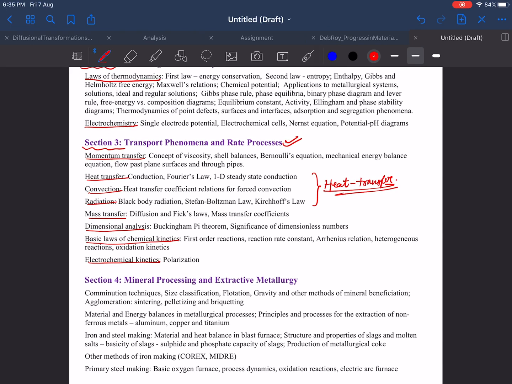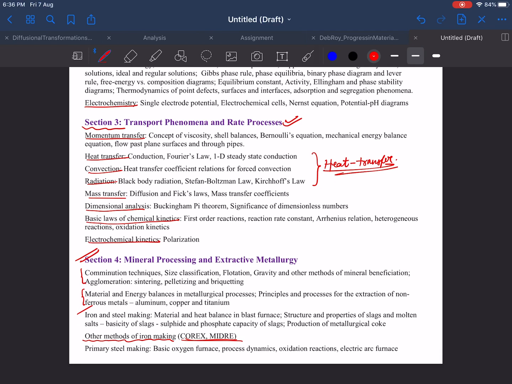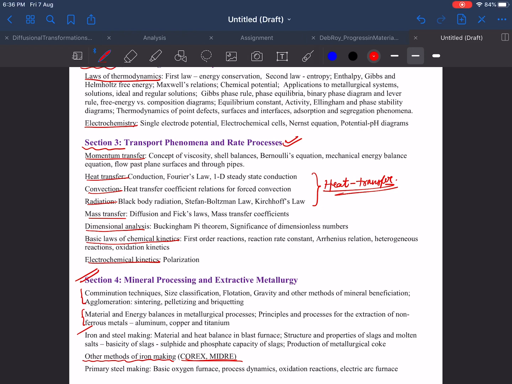Now they renamed extractive metallurgy into mineral processing and extractive metallurgy. Basically, in extractive metallurgy we process the mineral or ore and extract the metal. Here also they gave some basics of mineral processing. Again they gave material balances, energy balances, which we have already covered in our previous videos. They gave iron and steel making. Apart from this, they also gave alternative methods of iron making, which are Corex and Midrex, mentioned in the syllabus itself. So I think that's a point to be noted.